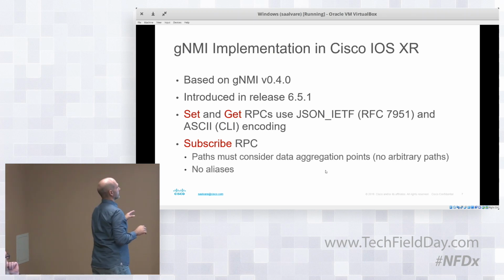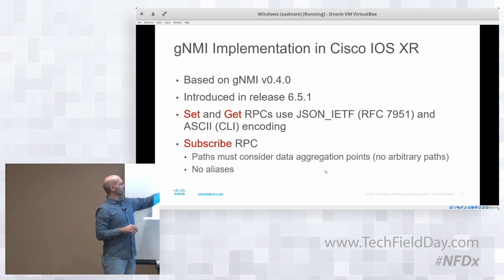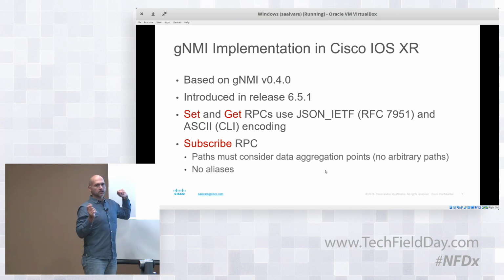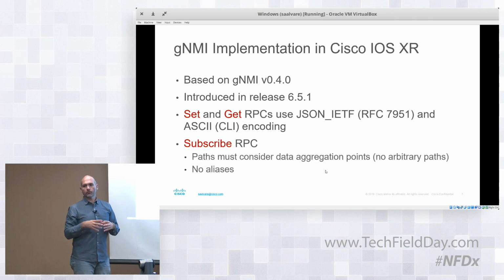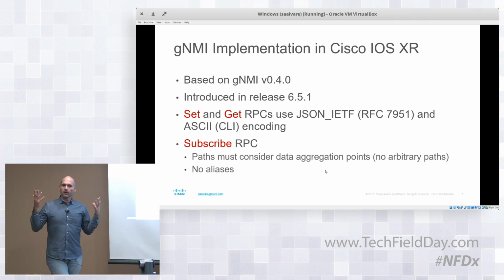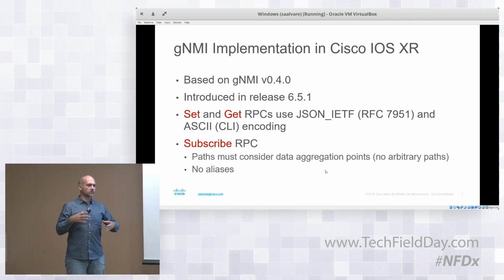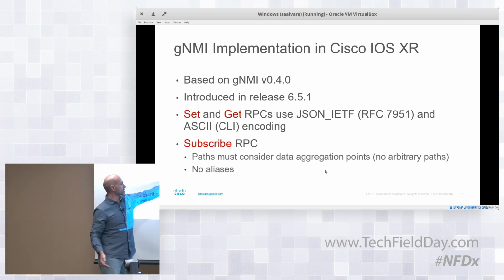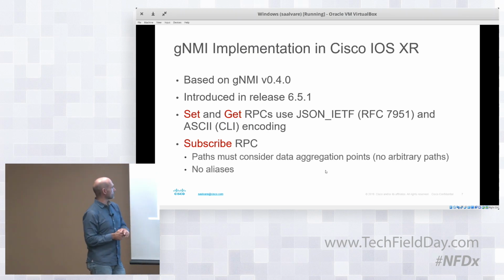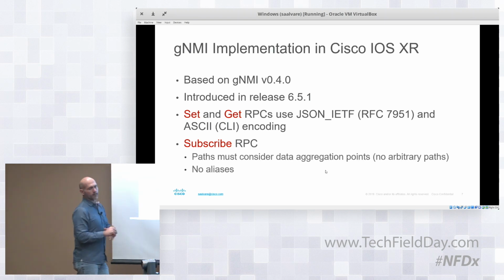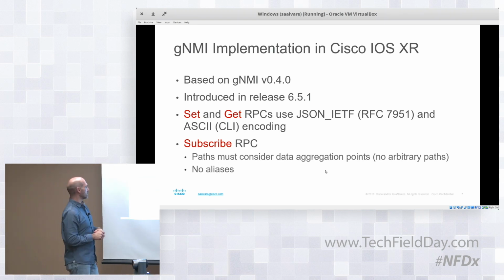We give you an alternative. If you want to push configuration as ASCII, there's an option to push actually CLI. But if you're really doing any modern network management and automation, you shouldn't be trying to automate anything with CLI. You should actually do it, obviously, with structured data, with the JSON format. We support the subscribe RPC.